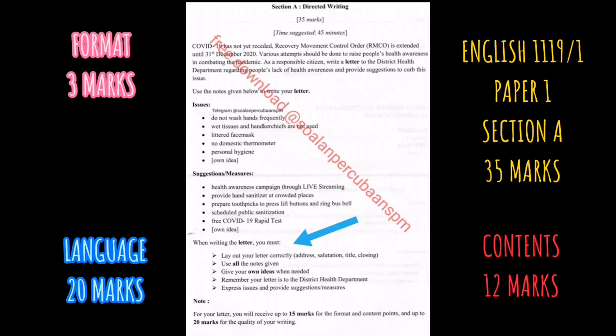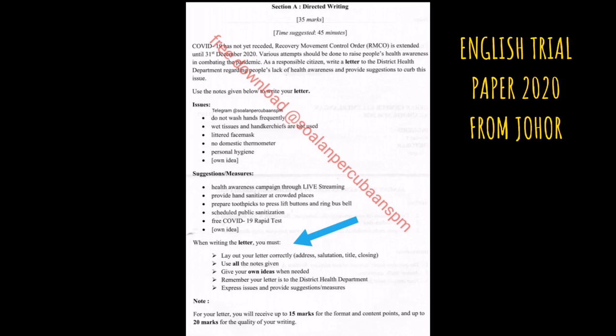Okay, here is an example of a letter. This is actually an actual SPM trial question 2020. By the way, this is from Johor. As you can see, I have included a blue arrow there. The blue arrow is pointing at 3 different important things, which are the format. Let me read out for you.